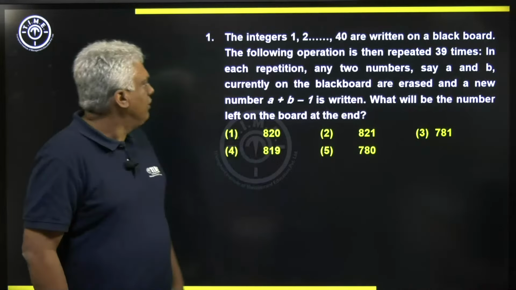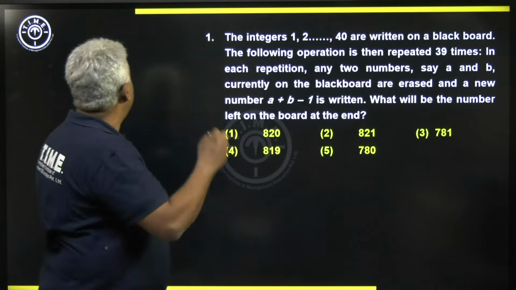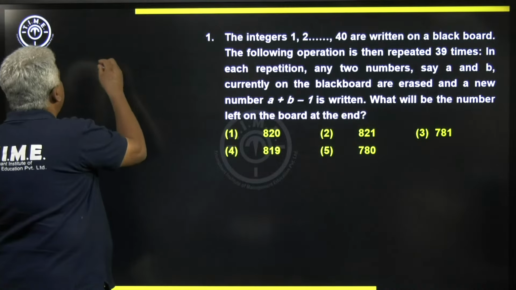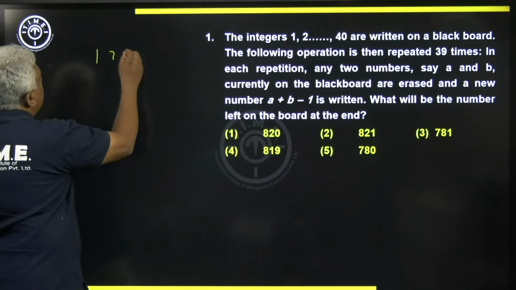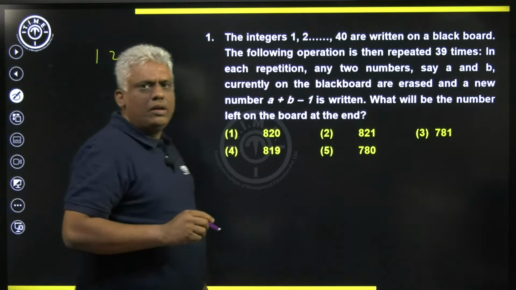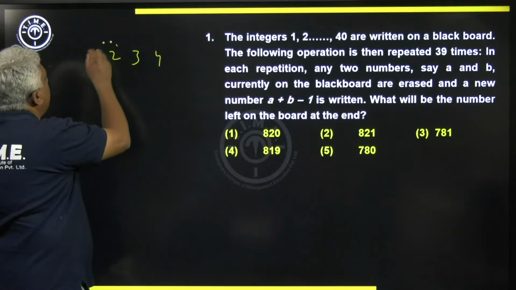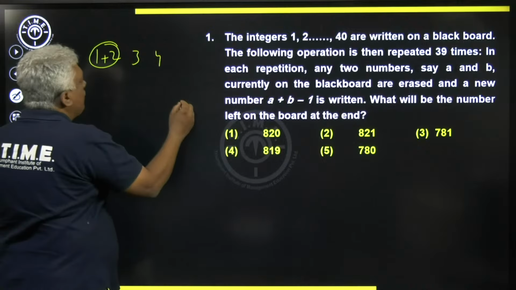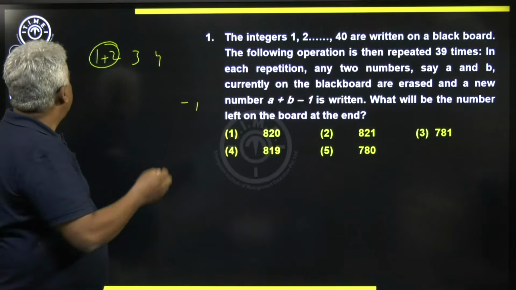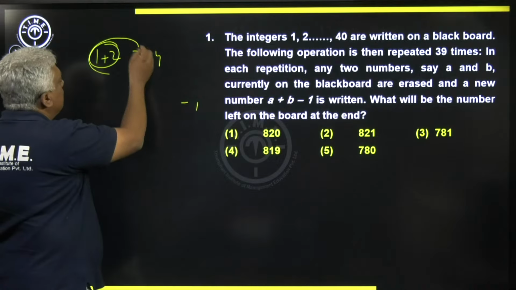Okay, let's solve it. Take, for example, four numbers, let's say 1, 2, 3, 4. In the first operation, I'll add, let's say, 1 and 2, so I will get 1 plus 2, and then I'm putting a minus 1. Next, again, I'm adding 1 plus 2, and to whatever answer is here, I'm adding the third number.